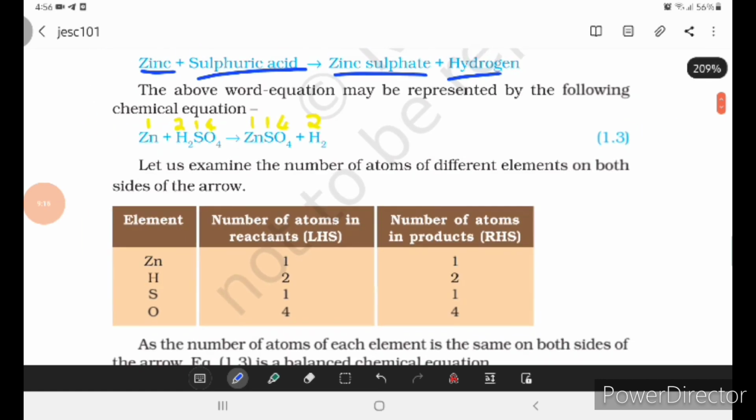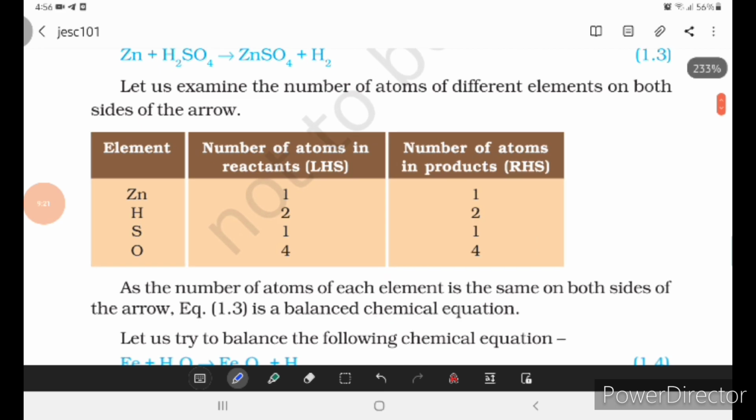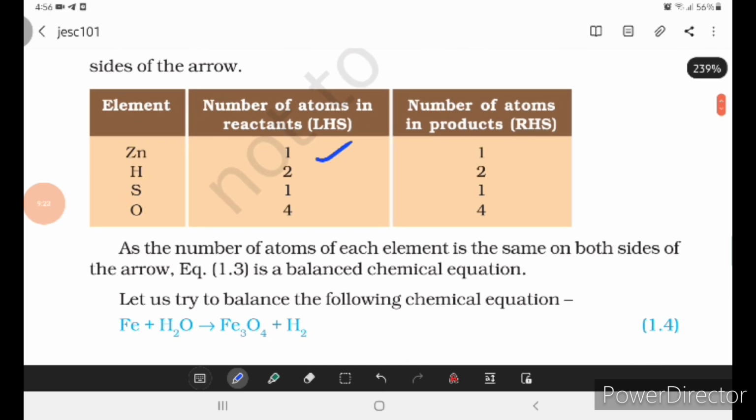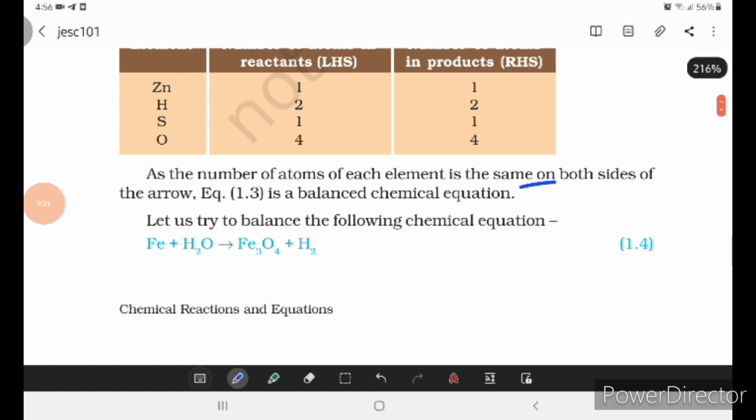Let us examine the number of atoms of different elements on both sides of the arrow. The same they have given: 1, 1, 2, 2, 1, 1, 4, 4. Right, as the number of atoms of each element is same on both sides of the arrow, so we can say that this skeletal equation is a balanced equation.